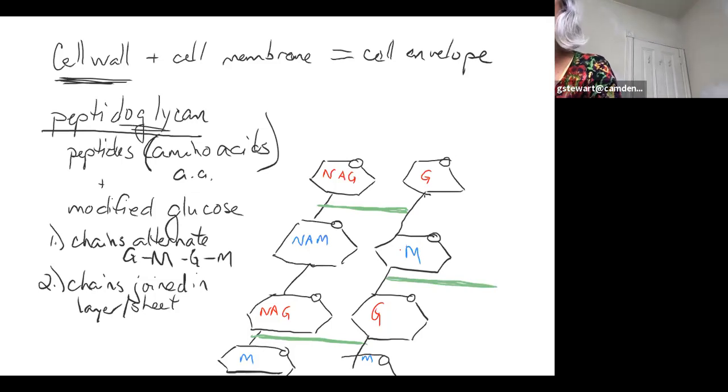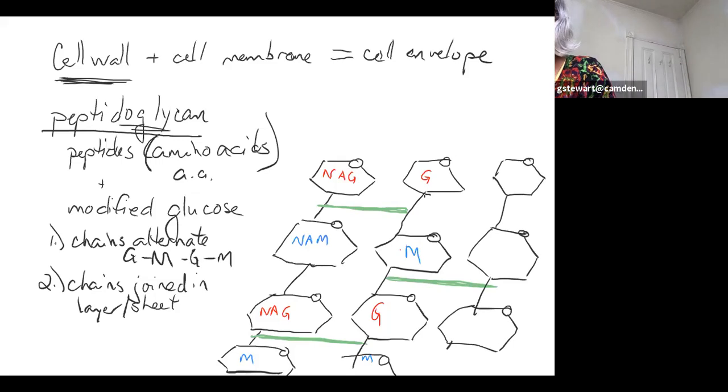Clearly I don't have enough room for that. All right, so I'll draw one more out here like this. Right, and again, this would be NAG, and it alternates with muramic acid, right? And these, again, are the peptides that connect the sheet. So this is the example of the sheet.